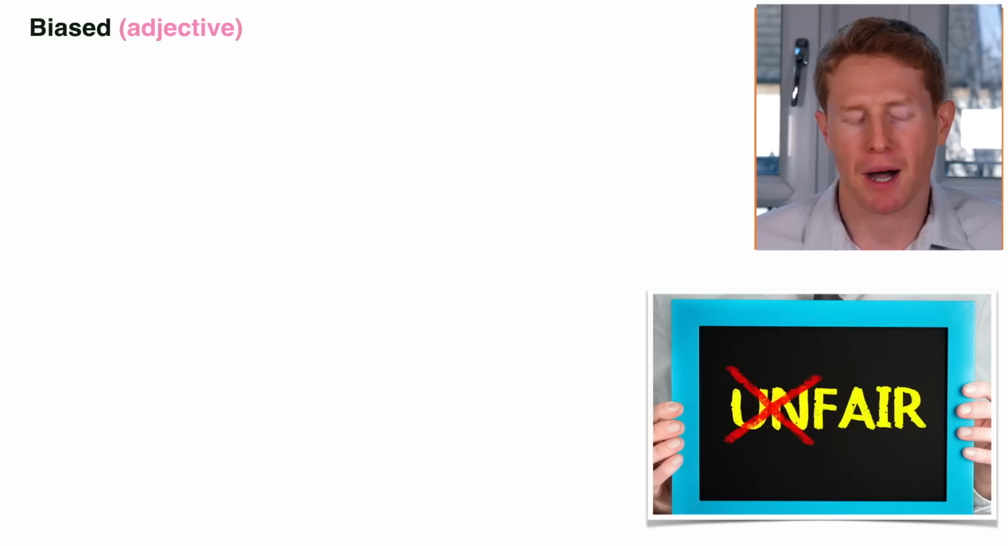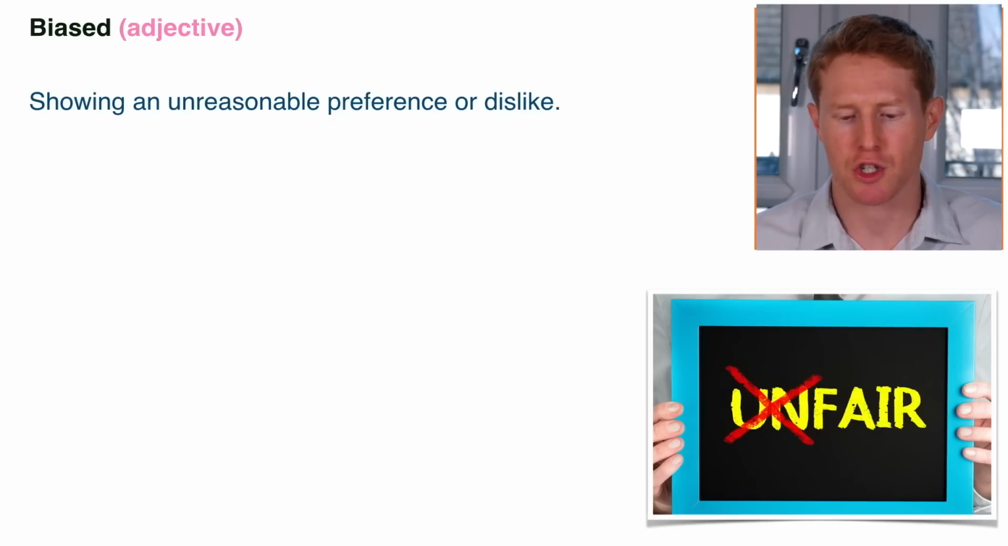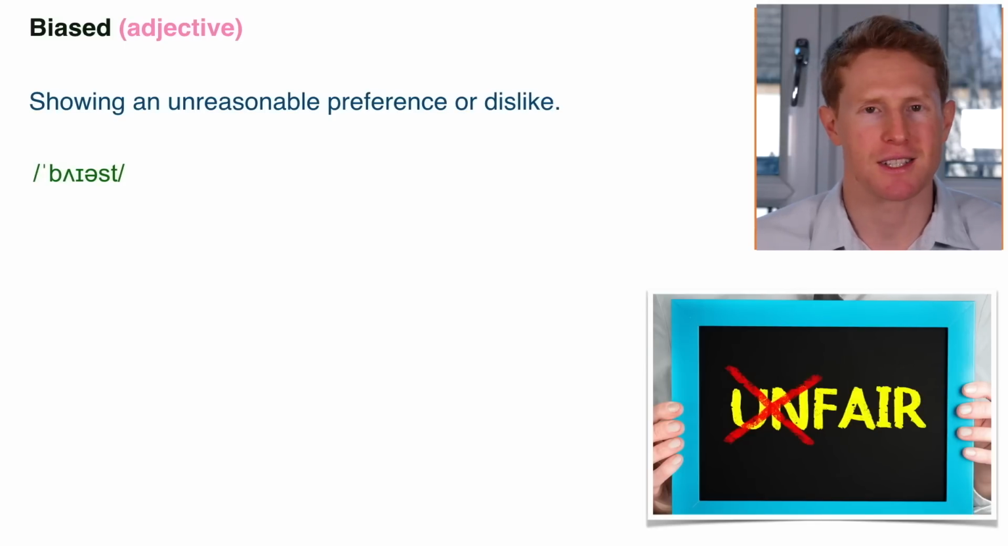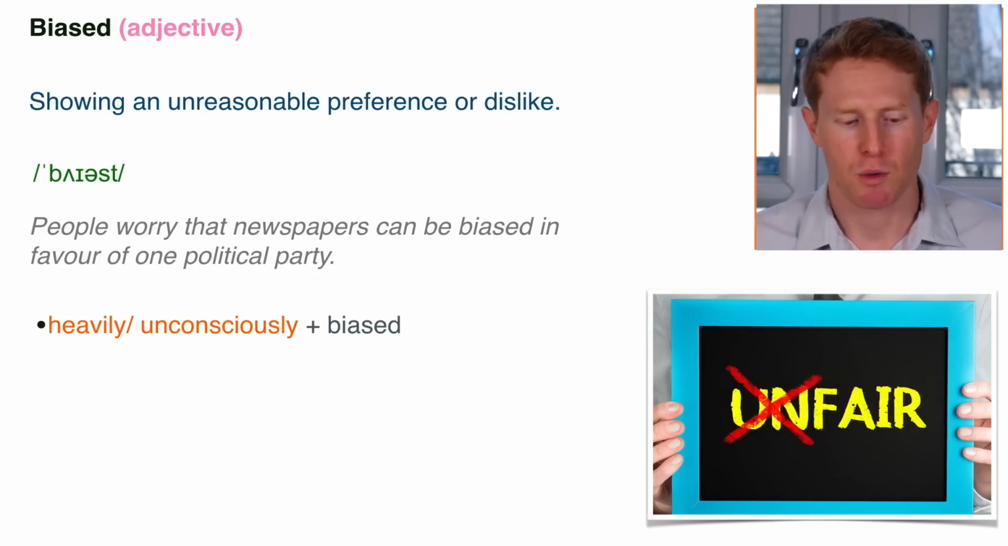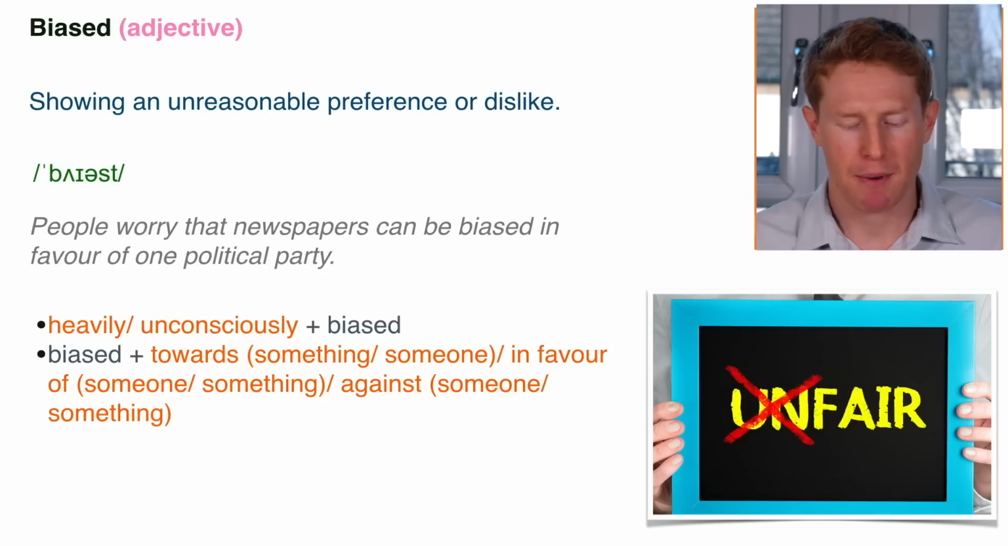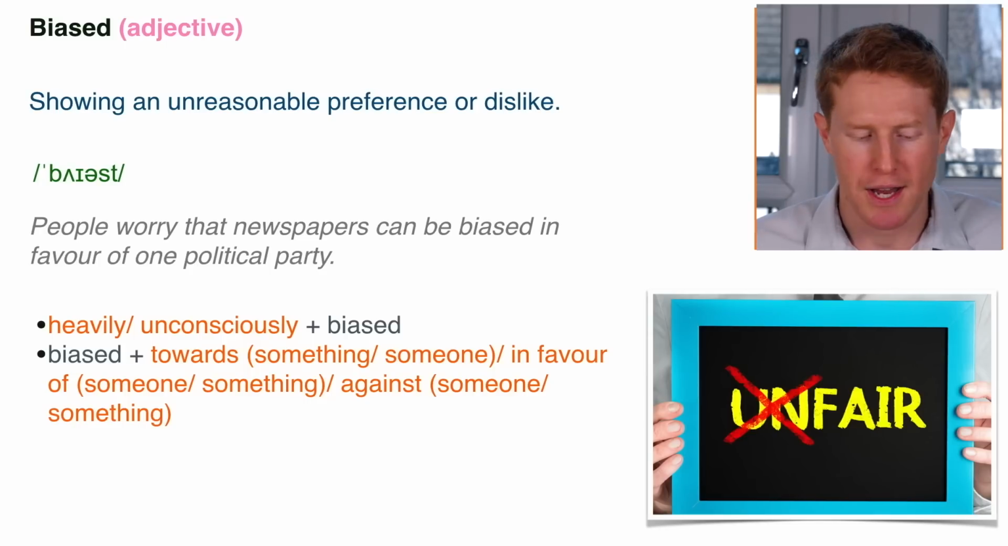Right, not too many words left. One of them is biased, which is an adjective meaning to show an unreasonable preference or dislike. So biased. People worry that newspapers can be biased in favour of one political party. So we can be heavily biased or unconsciously biased, and then we've got lots of different collocations.